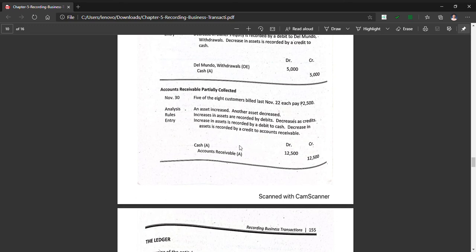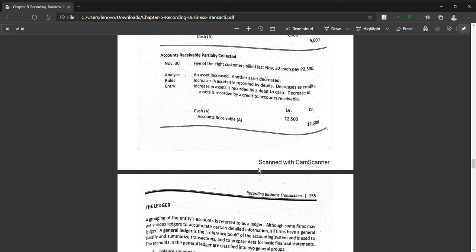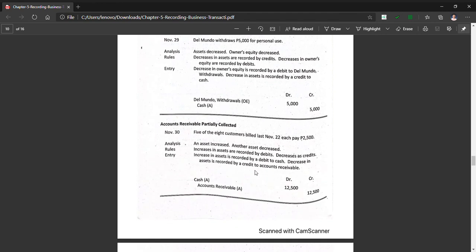Debit cash, 12,500. 2,500 yung binayaran ng each customer. Tapos, 5 customer yung nagbayad. So, 2,500 times 5 is 12,500. So, debit cash, 12,500. Credit accounts receivable, 12,500. So, we credit accounts receivable kasi lumiit siya. So, tatanggalan natin siya ng 12,500. So, ganun yung pag-journalize ng mga transactions.